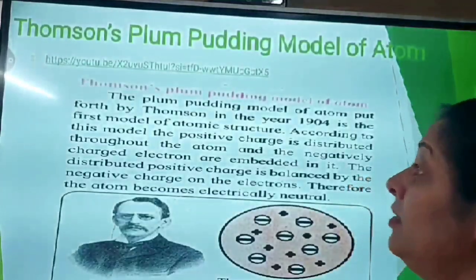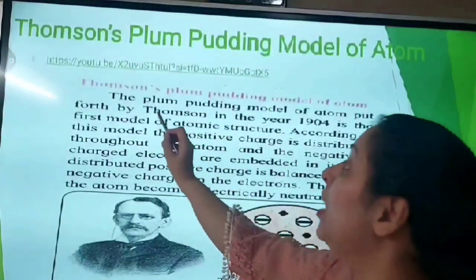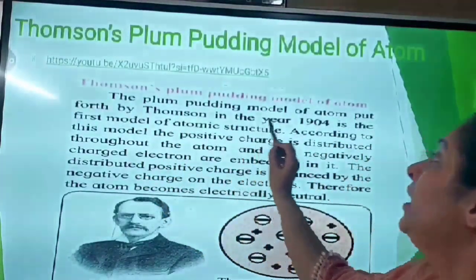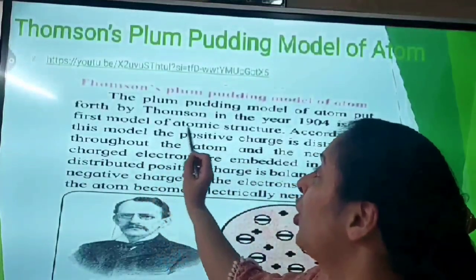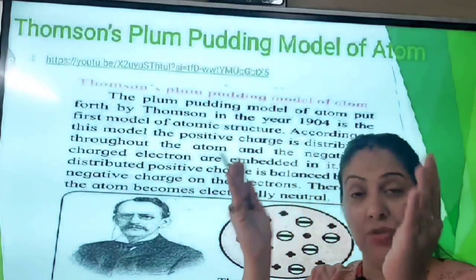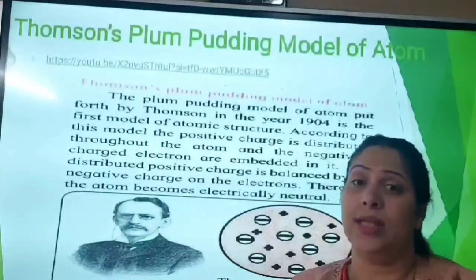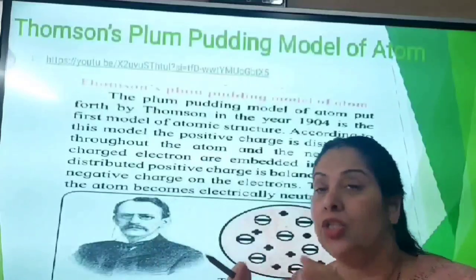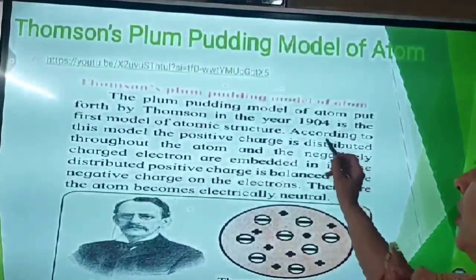So what does Thomson have to say? He had this plum pudding model. The plum pudding model of an atom put forth by Thomson in the year 1904 is the first model of atomic structure. I told you, people were talking about it having positive charge and negative charge. But where is it found? How is it structured? He put forth the first structure.